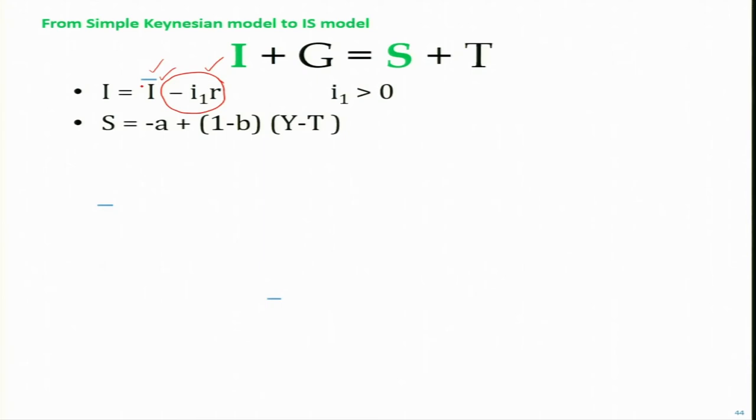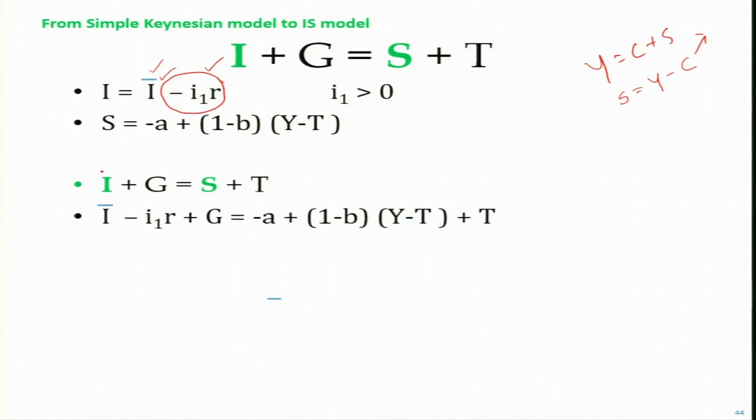So, for saving, Y is equal to C plus S, so S is equal to Y minus C. Taking the consumption function for C, you can rewrite it accordingly. Finally, for the equilibrium, we said that I plus G should be equal to S plus T. Rewriting I as the autonomous and interest-rate-induced component, plus G, we can rewrite it this way.